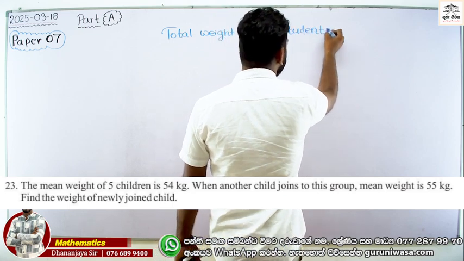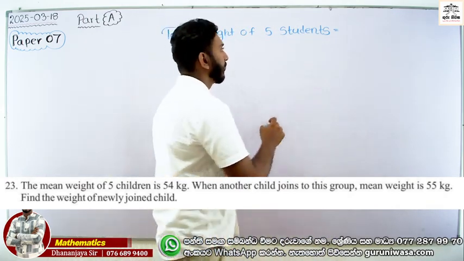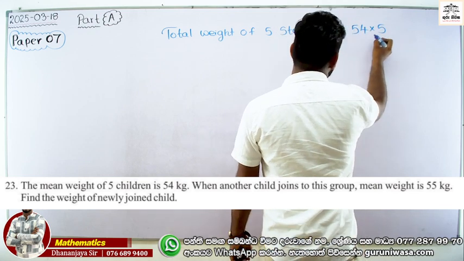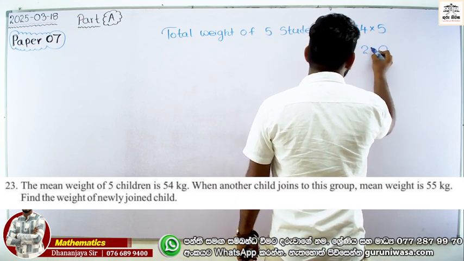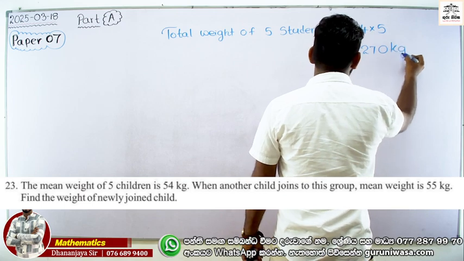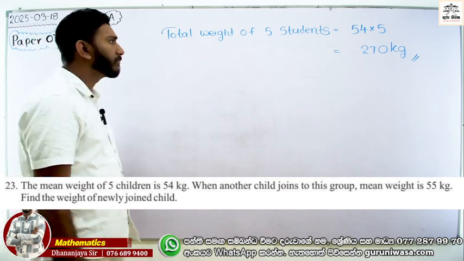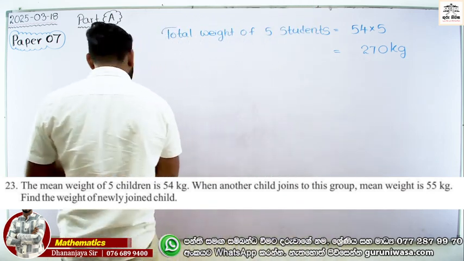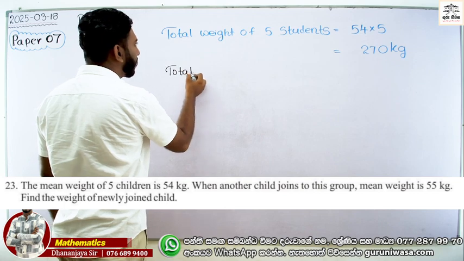5 students, the mean is 54. Therefore, the answer becomes 54 multiplied by 5. That's a total of 270 kilograms. Right? This is the total weight of the 5 students. Now tell me, we can also use this method.